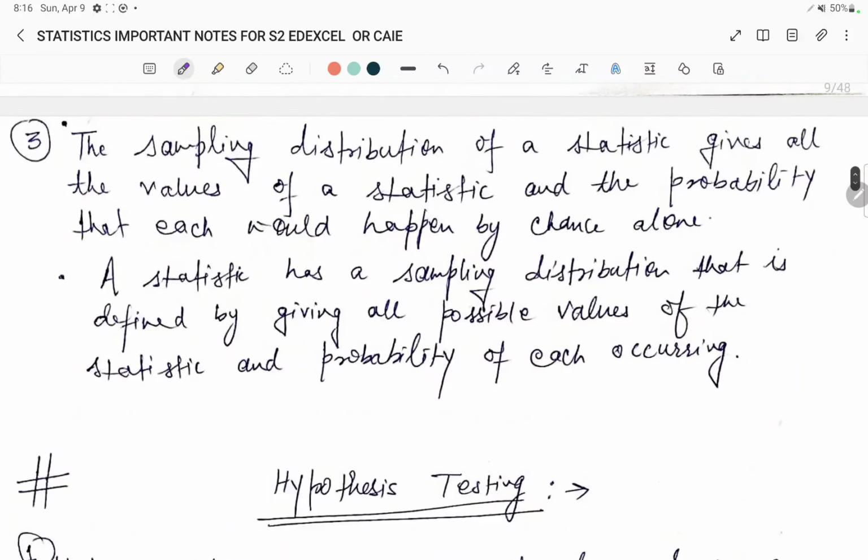Now, the sampling distribution of a statistic gives all values of the statistic and the probability that each would happen by chance alone. A statistic has a sampling distribution that is defined by giving all possible values of the statistic and the probability of each. This is simple.